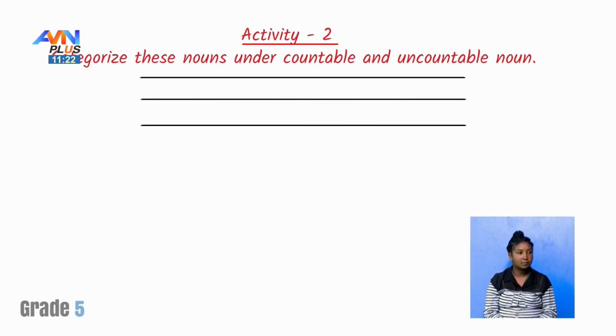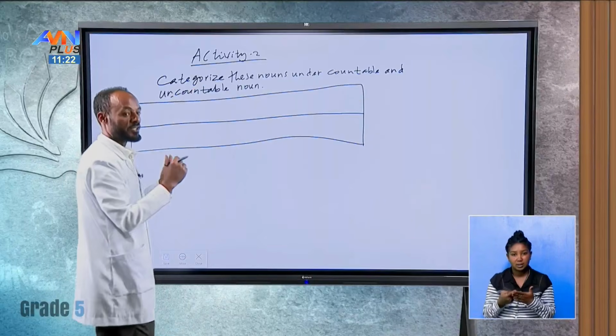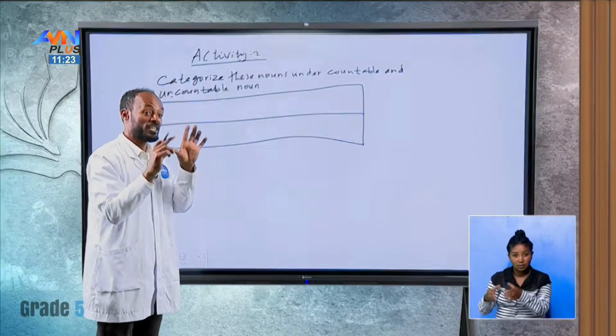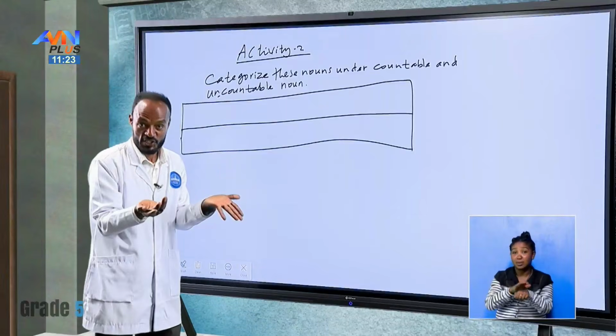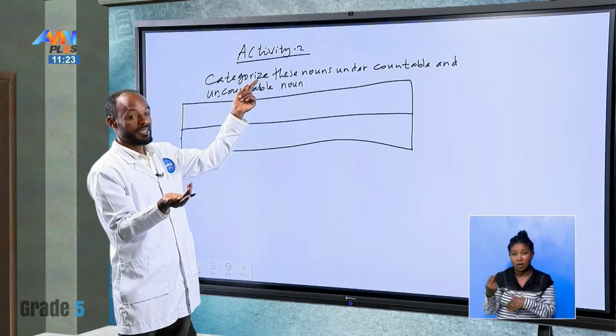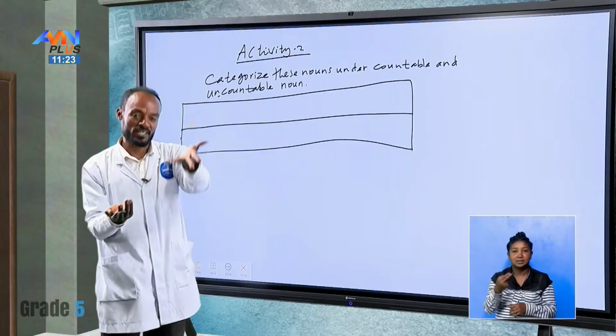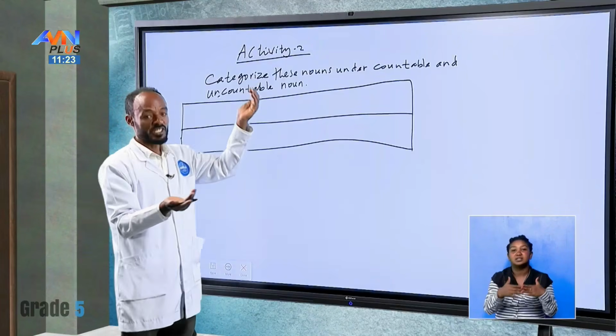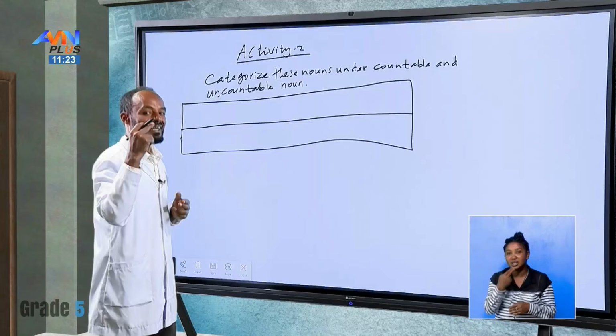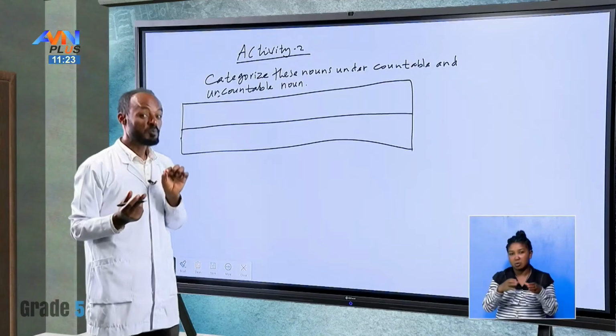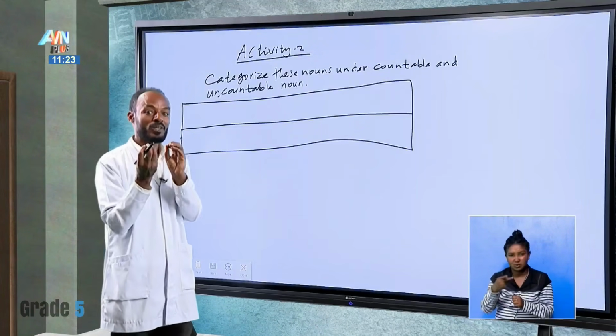Okay, students, we can say categorize and categorise in American and British English, okay? We can use z in American English. In British English, we can say categorise, as can be used. Both of them are equally acceptable.